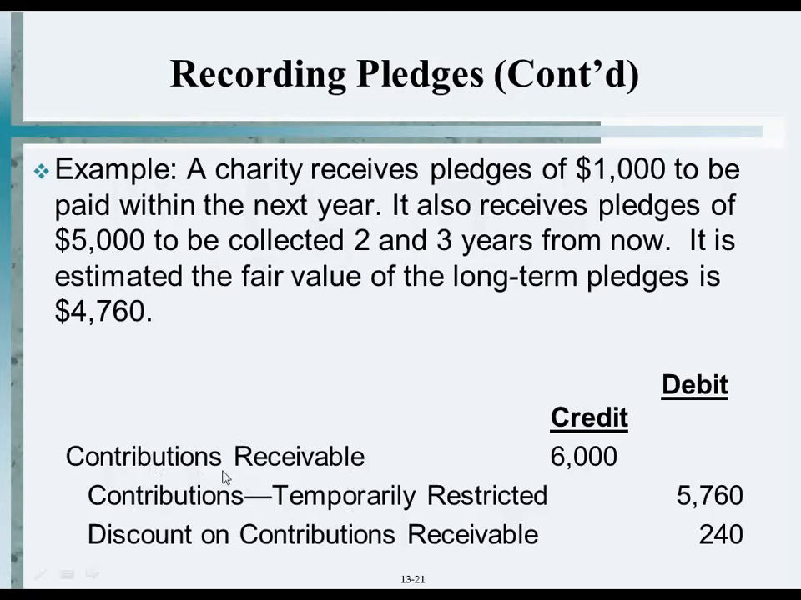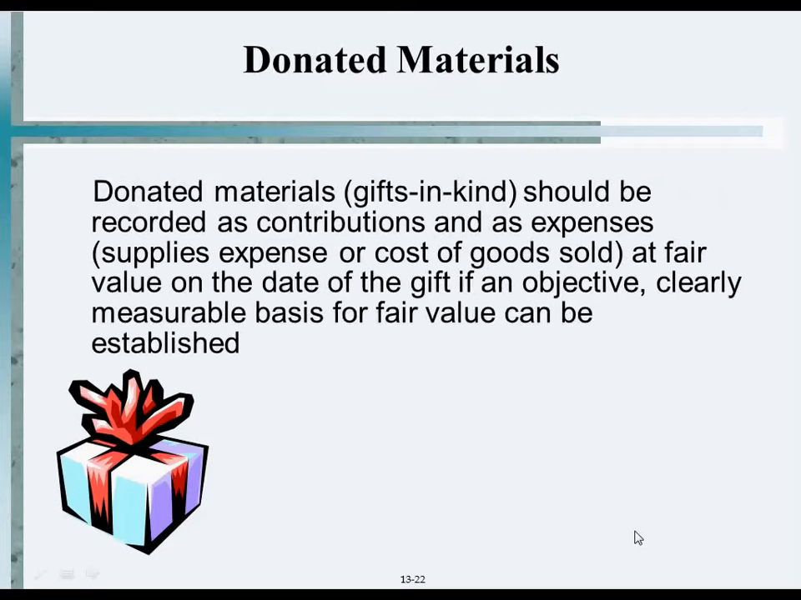So you're setting up a receivable, and you're setting up the revenue account for temporarily restricted, and you're setting up a discount account for it. Donated materials should be recorded as contribution and as expense at fair value on the date of the gift. Very interesting way to record items that you donate to the Goodwill or somewhere else.